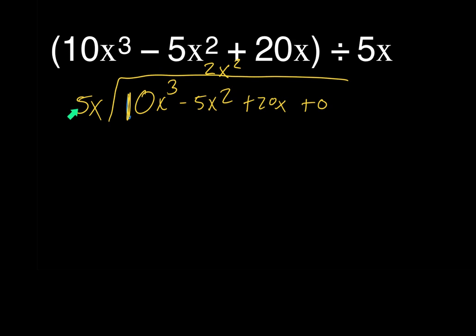All right, because I was thinking 5 gets me to 10 by how? By multiplying by 2. X gets me to x cubed how? Multiplying by x squared. That will be 10x cubed. I'm going to subtract, that's 0. Bring down the next one, negative 5x squared.